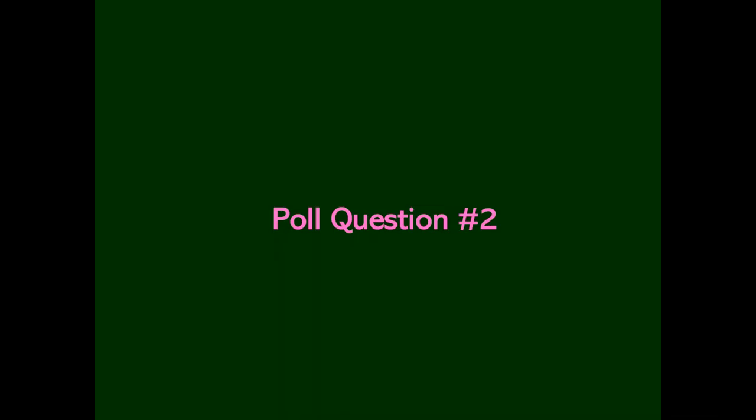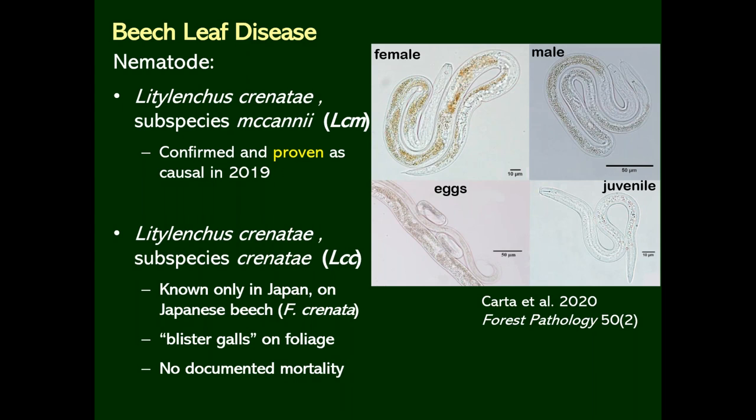Now, beech leaf disease. We know now for sure that the causal organism is a foliar nematode, newly named by nematologists in Ohio and at USDA, Litylenchus crenatae, and named subspecies mccannii because described around the same time was Litylenchus crenatae, subspecies crenatae, known only in Japan so far on Japanese beech, Phagus crenata. They describe these as blister galls on the foliage. They have not documented mortality. They've not seen any kind of decline. And it's not been very well studied in Japan because it's not really caused anything that they would consider a concern on their native beech, neither Phagus crenata nor Phagus japonica.